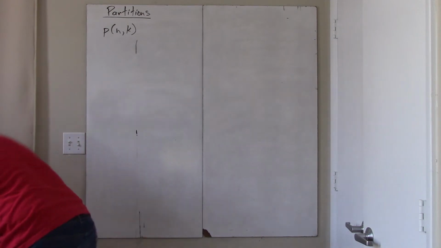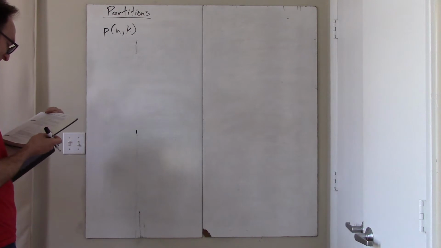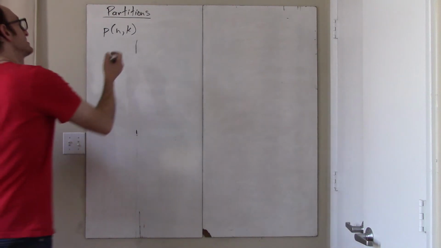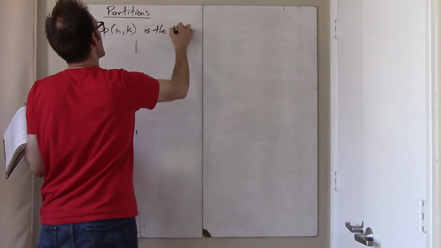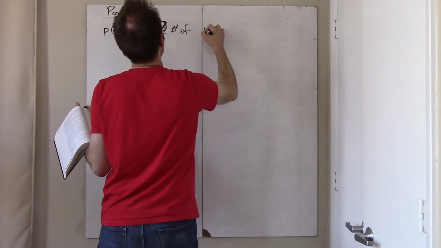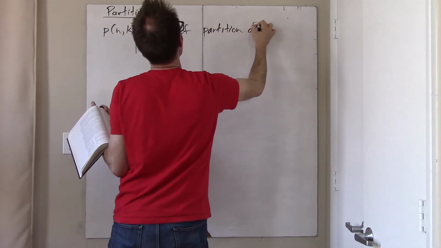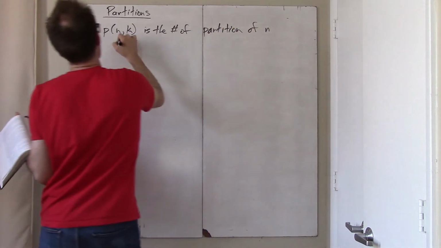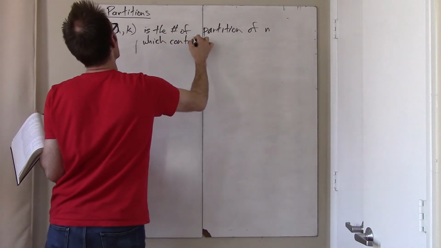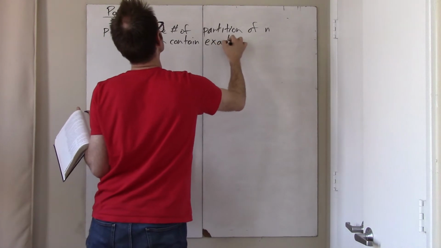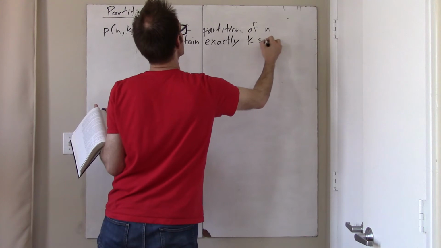P(n,k) is the number of partitions of n that contain exactly k summands. Yeah, so that's not so hard. That's exactly what I said. It is the number of partitions of n which contain exactly k summands.